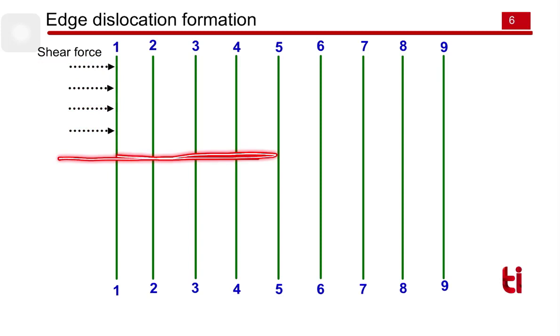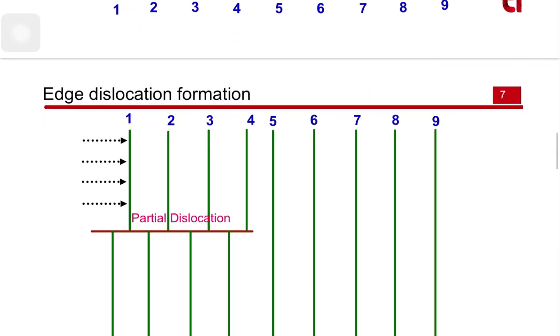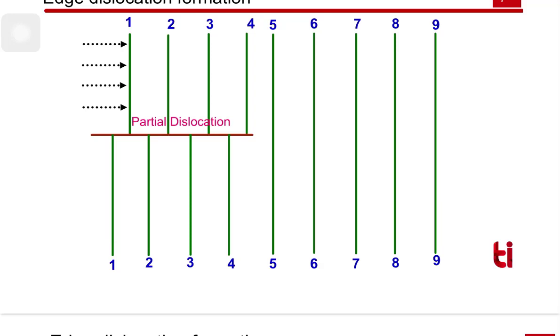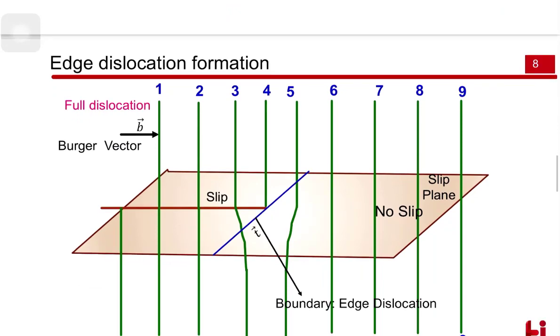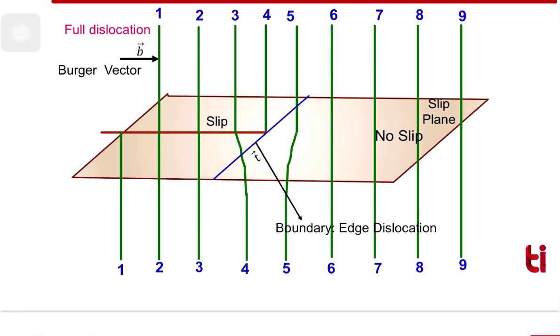This plane, which we call a slip plane. So when we apply shear force, this plane will shift toward this side as it is shown here. Now you can say this is considered partial because only partial interatomic spacing is shifted. So we are calling this a partial dislocation. In the next image, if you see, this plane will be here.